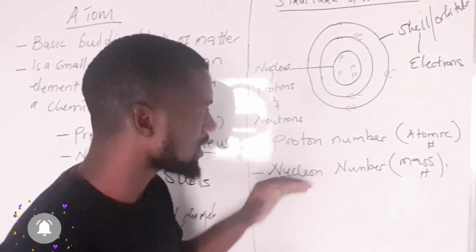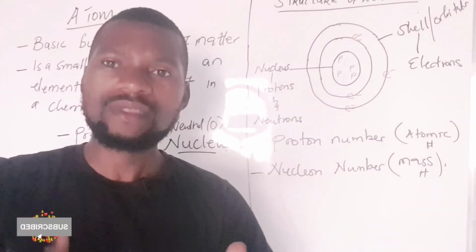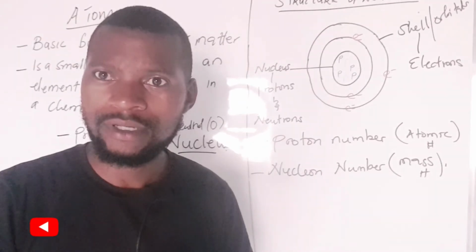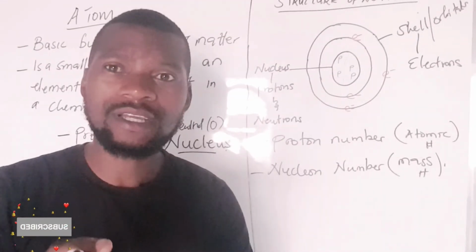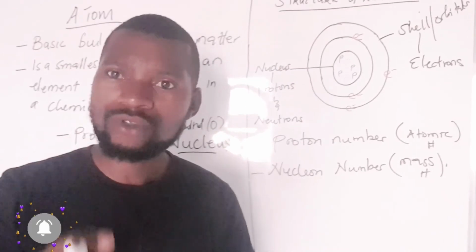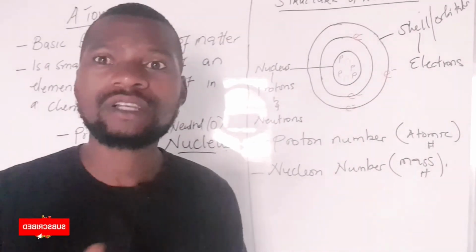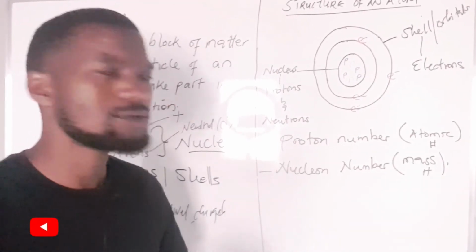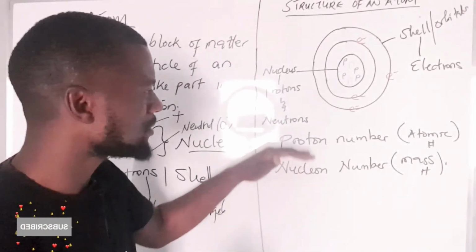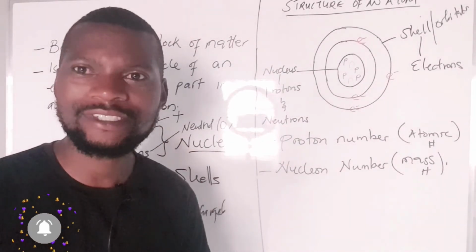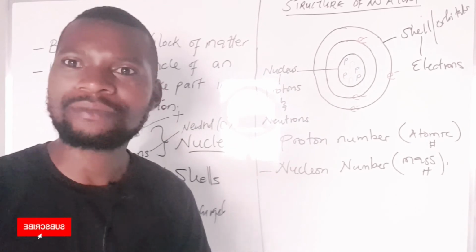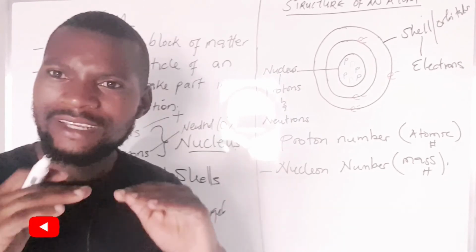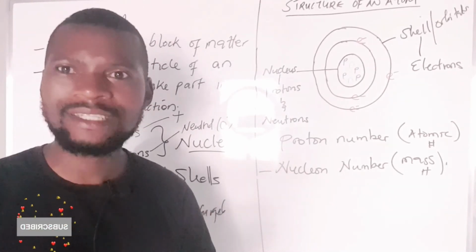Then we also have the mass number, which deals with the number of protons and neutrons in the nucleus of an atom. So the mass number, or the nucleon number, is the number of protons and neutrons in the nucleus of an atom. Maybe you might have been asking yourself, what about the electrons? Whatever I've mentioned here, I've not mentioned the electrons. I've just been mentioning the protons as well as the neutrons. So maybe you're asking yourself, what about the electrons? It is basically simple.